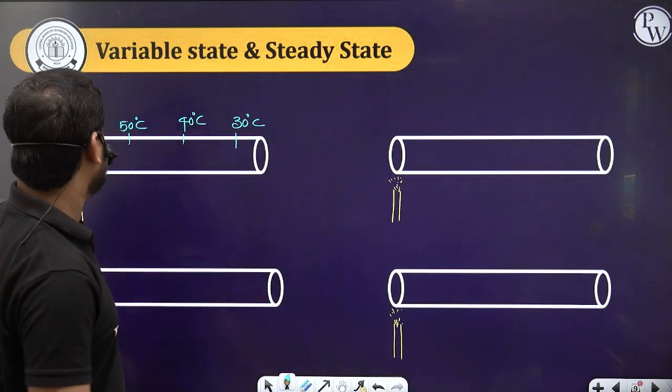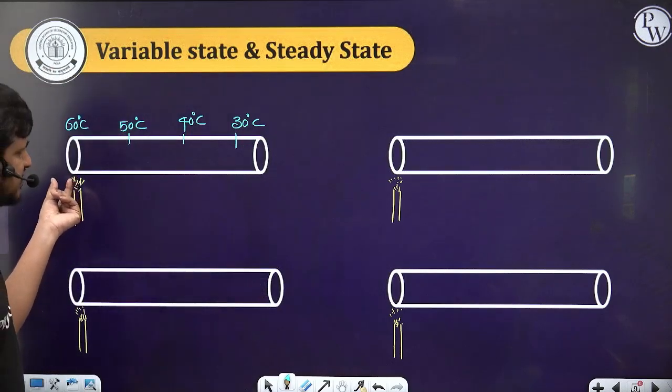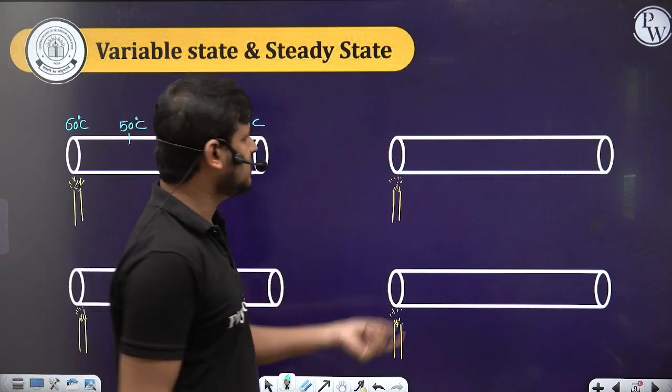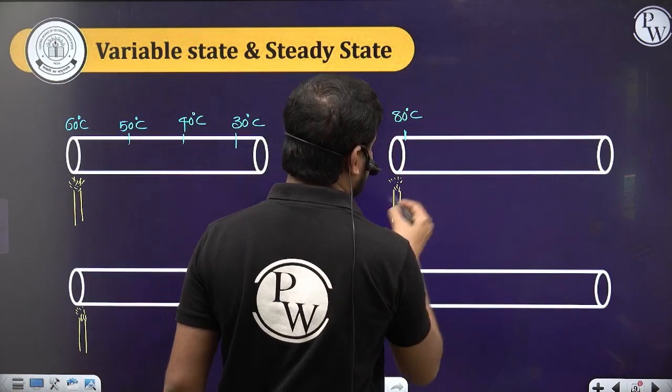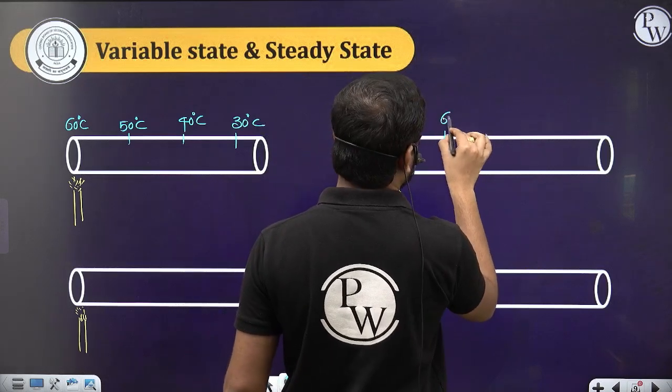Okay, chalo. Then you are supplying the heat initially. Then still you are supplying the heat. So this point has changed its temperature to some 80 degrees centigrade, and this point has changed its temperature to some 60 degrees centigrade.